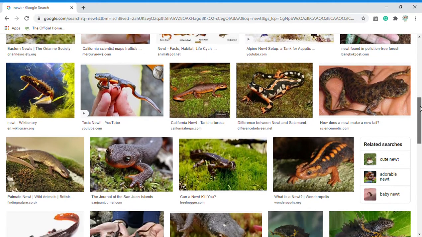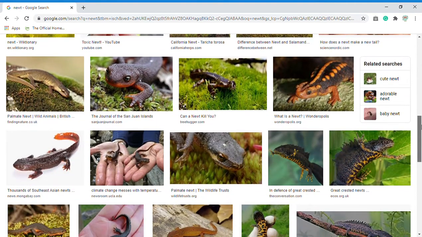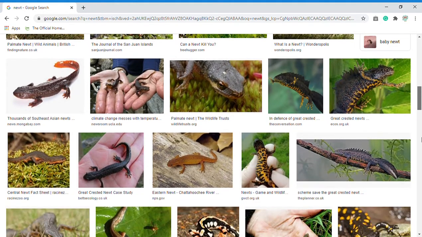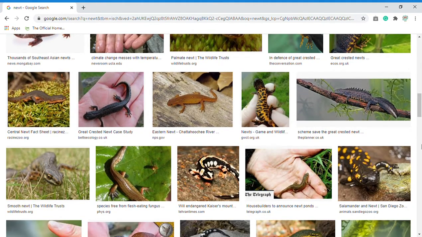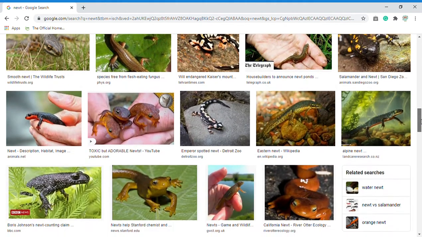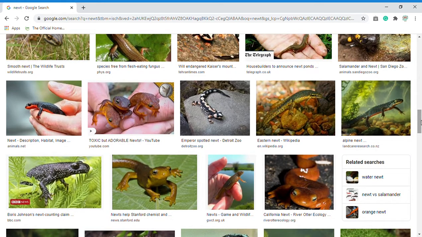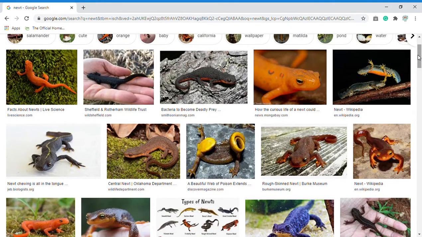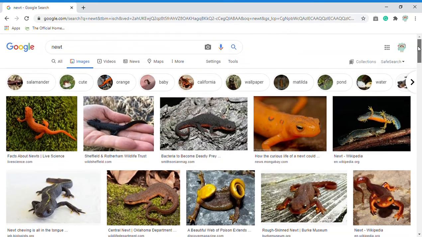This is so cute, but I really don't want to touch them. They look slimy. I don't like slimy. Wow, look at this one's tail. That's insane. Okay, so when you see a picture that you like of a newt, you can pause, and then you can go ahead and draw it on your Swan Kurlicke page.